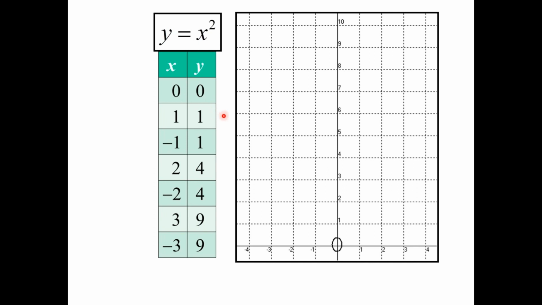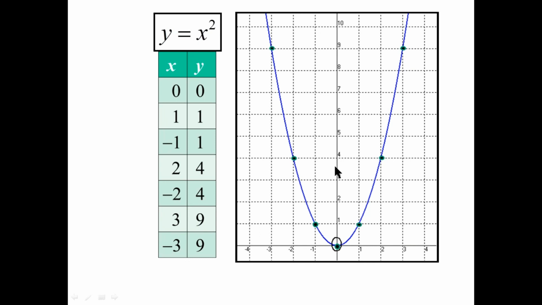Putting these points on a grid, we get 0, 0 is there, 1, 1, negative 1, 1, 2, 4, negative 2, 4, 3, 9. Let's check this. 1, 2, 3, 9, and negative 3, 9. Join them together, and we have y equals x squared from grade 10.